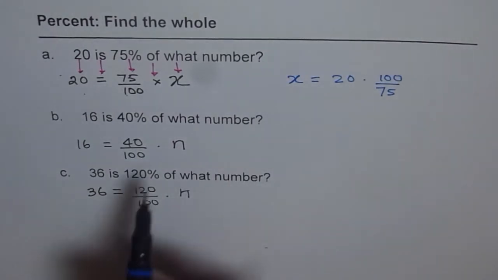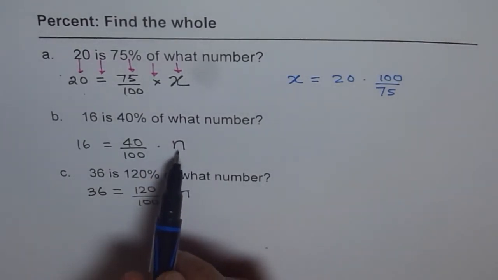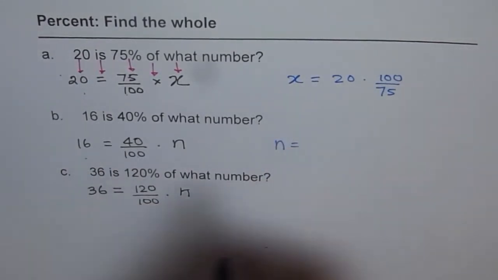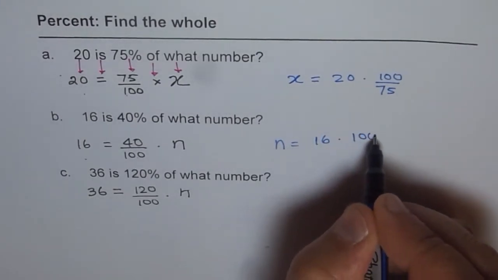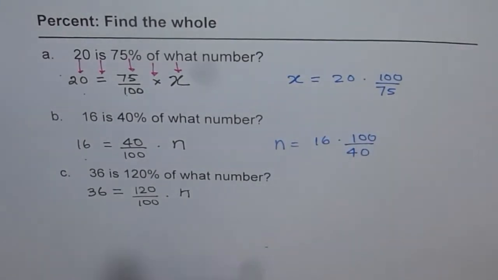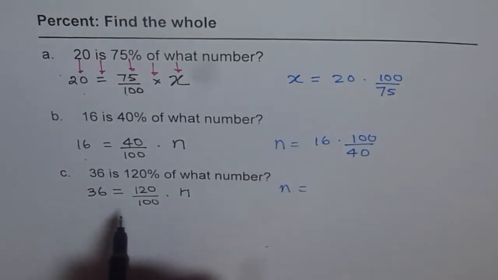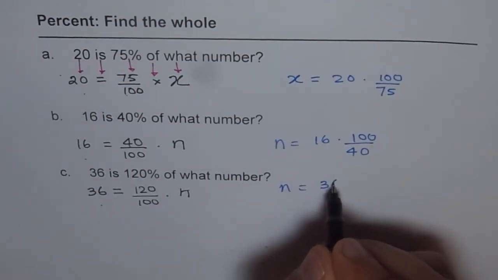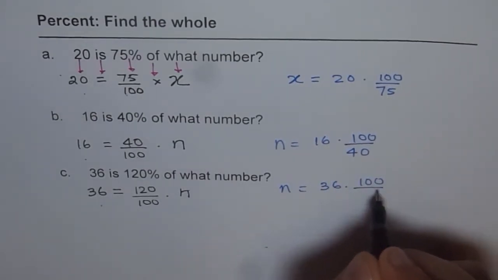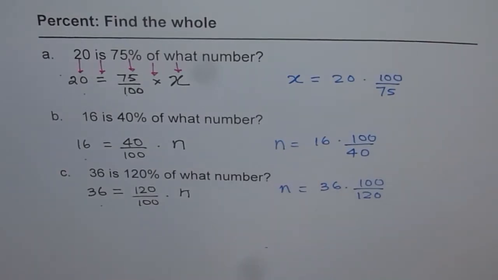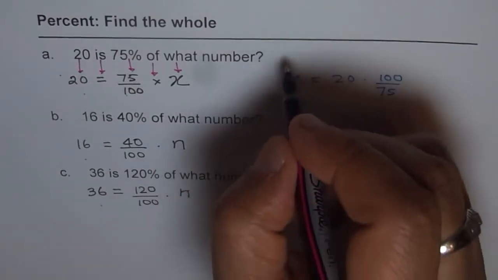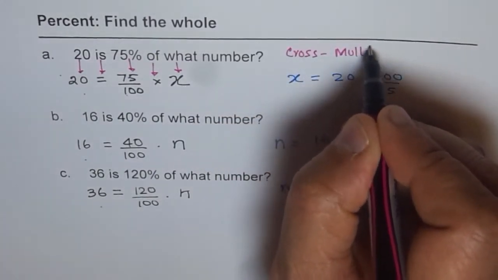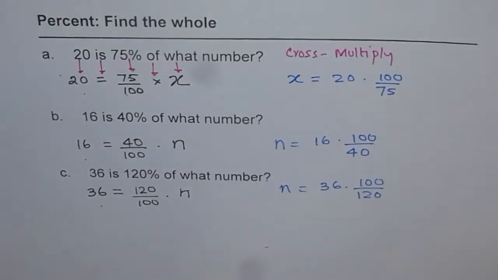Can you translate this and find n? n should be equal to 16 times 100 divided by 40. The last one, n should be equal to 36 multiplied by 100 divided by 120. So we get 36 times 100 divided by 120. What did we do here? We did cross multiply. I'm showing you a technique of solving, correct?